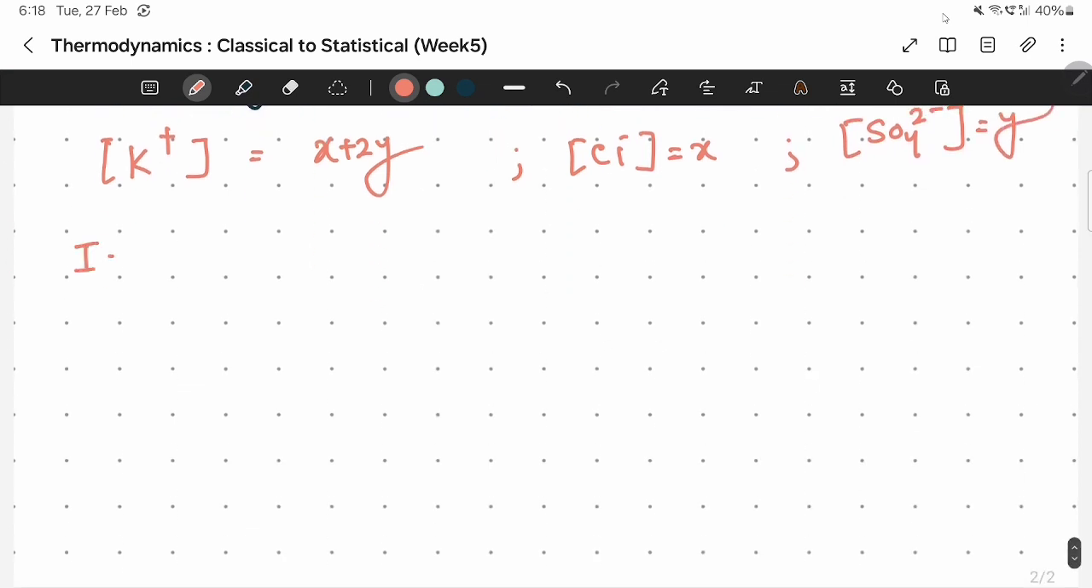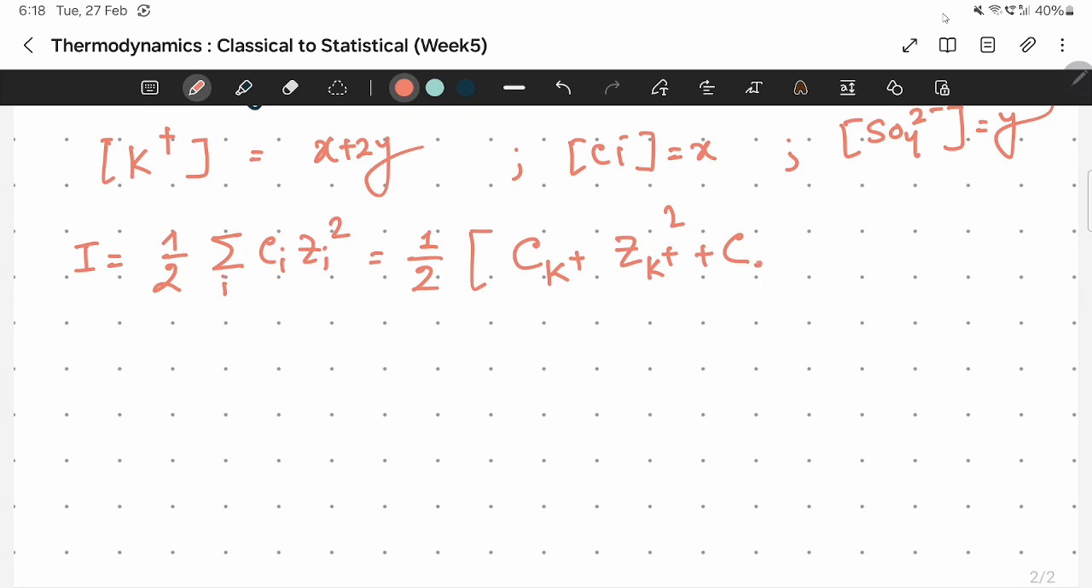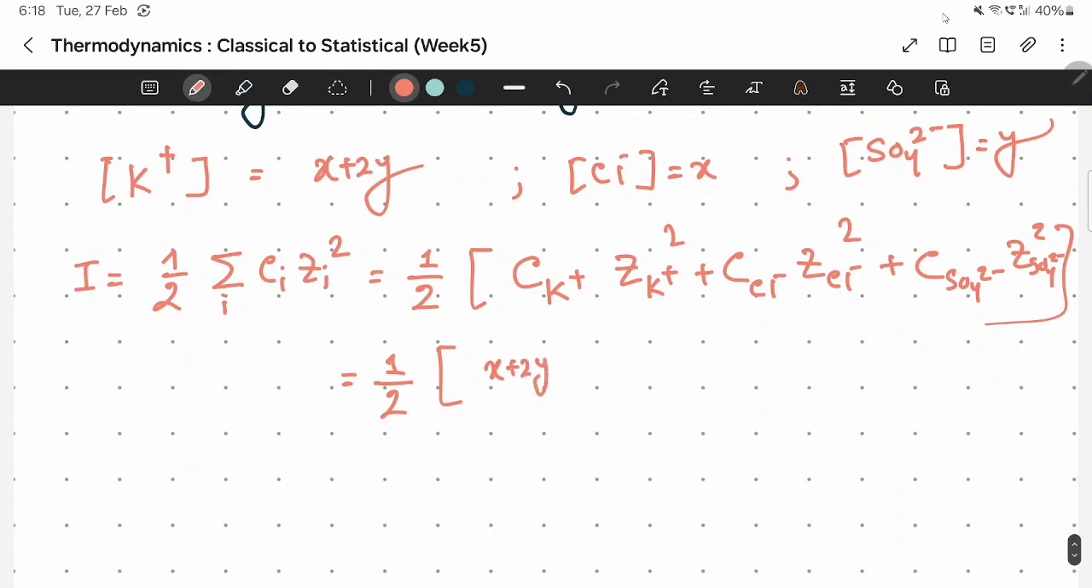Now we can calculate I, that is half of the sum over Ci Zi square. So we can write half of C K plus Z K plus square plus C Cl minus Z Cl minus square plus C SO4 2 minus Z SO4 2 minus square. So it will be half into C K plus, which is X plus 2Y, and Z K plus is 1 square, plus X times minus 1 square, plus Y times minus 2 square.